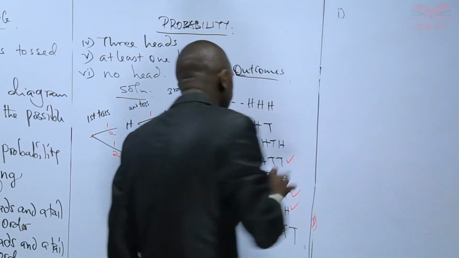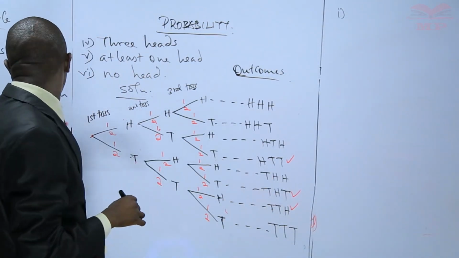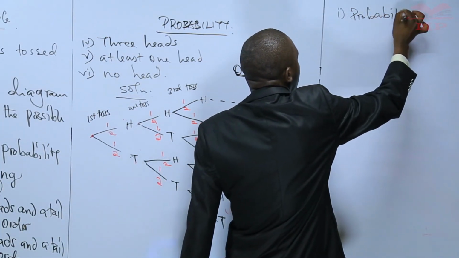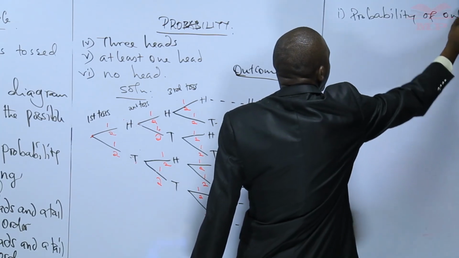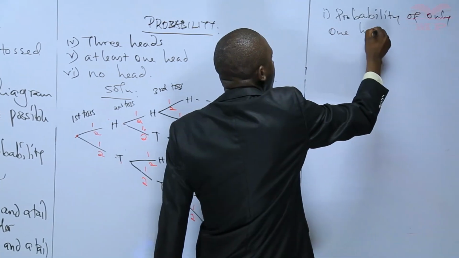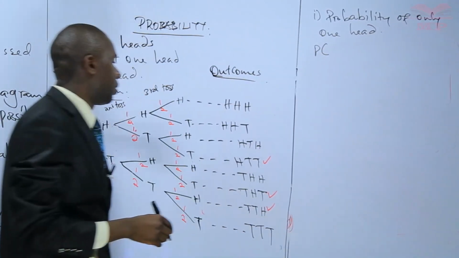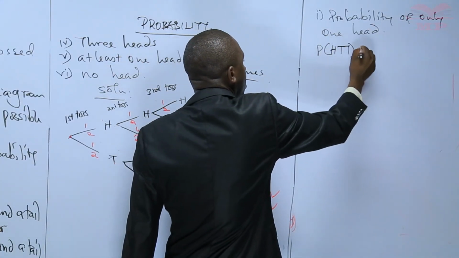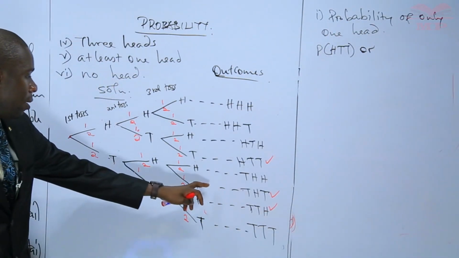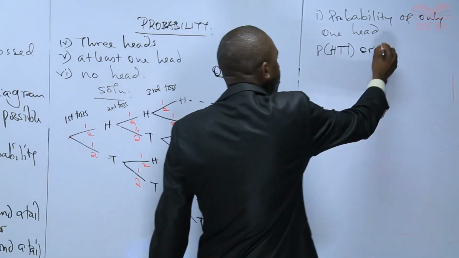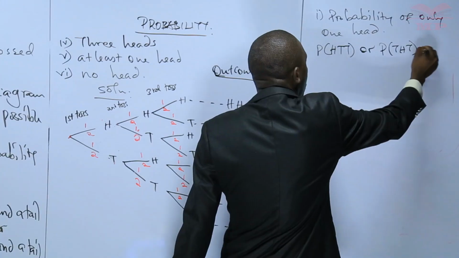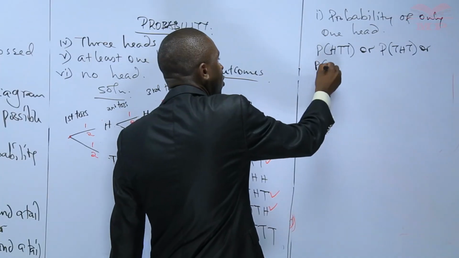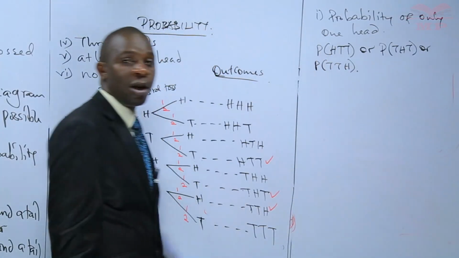So what will we say? In this instance, we can say that the probability of getting only one head can be given by the probability of head, tail, tail, or it can be tail, head, tail, probability of tail, head, tail, or it can also be given by the probability of tail, tail, head. So those are the 3 probabilities.